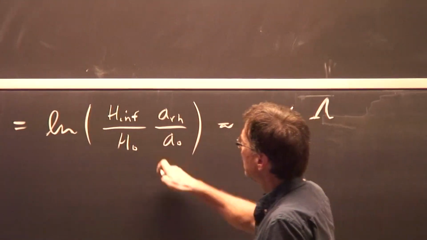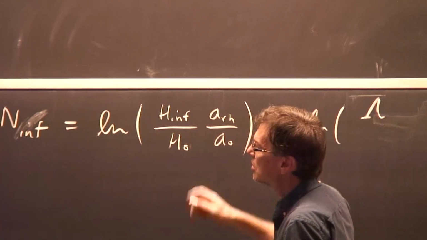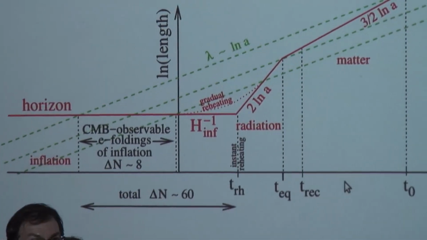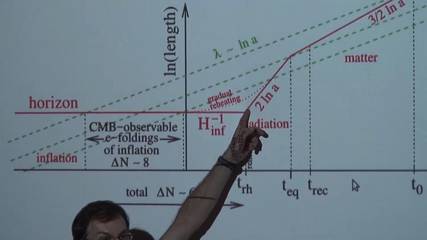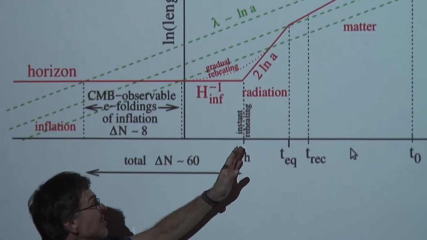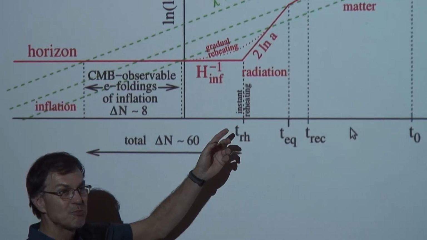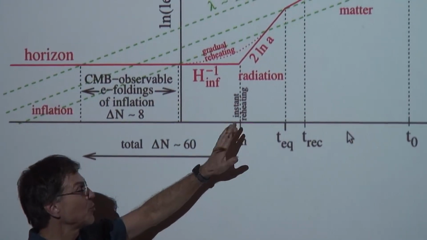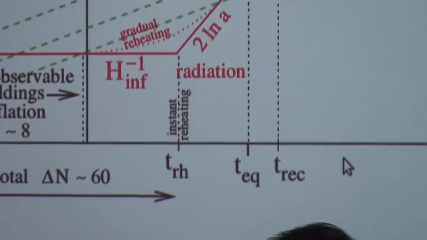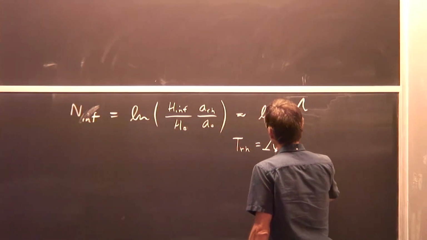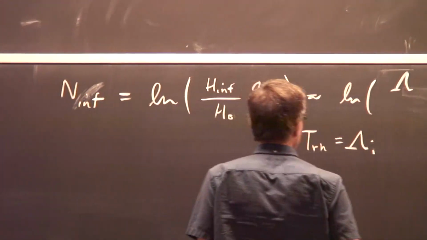And the other thing that I have to do to be consistent with this picture, you see I made an assumption here that inflation ended instantaneously and went into radiation domination. So that means that reheating was instant, as efficient as possible, and therefore the reheat temperature would be equal to the scale of inflation. So I'm setting T reheat equal to the energy scale of inflation when I do this.